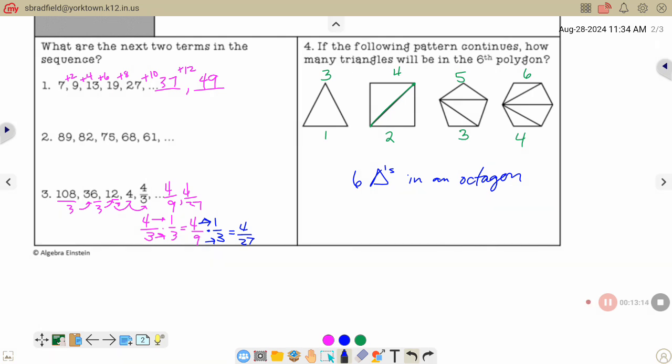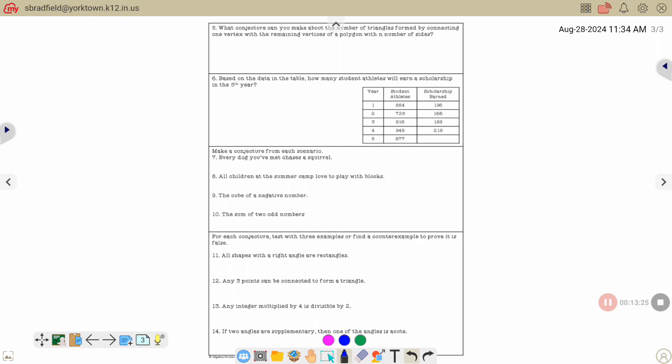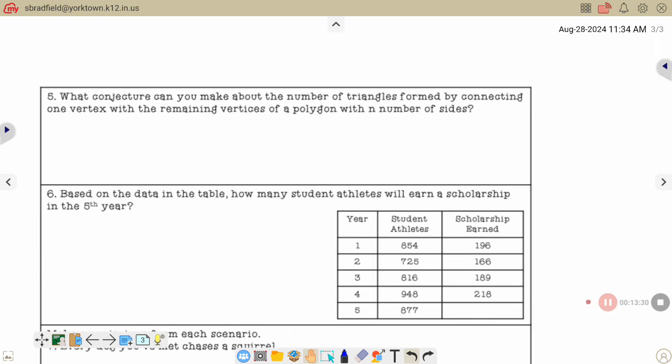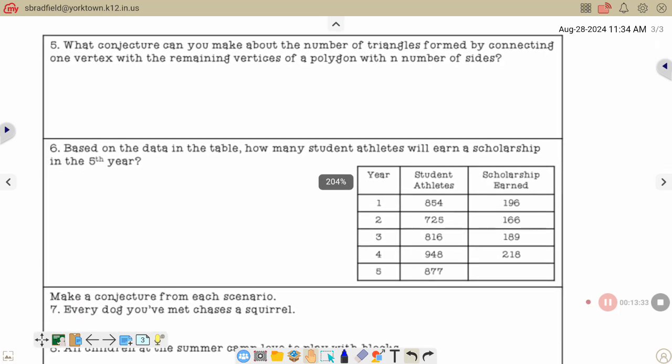So we're going to carry this problem over to the next question. So the next question has to do with this problem right here. What conjecture can you make about the number of triangles formed by connecting one vertex with the remaining vertices of the polygon with n number of sides? So it's just asking us, like we just did, to compare the number of sides to the number of triangles.